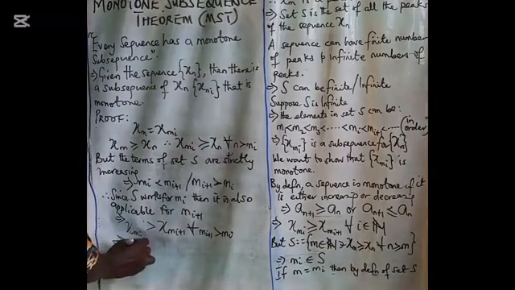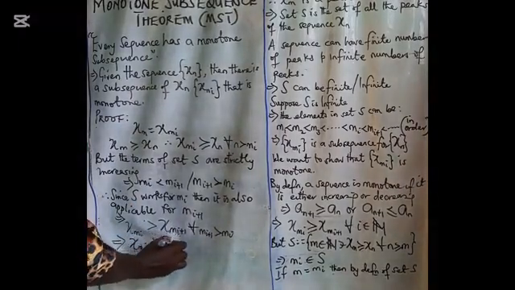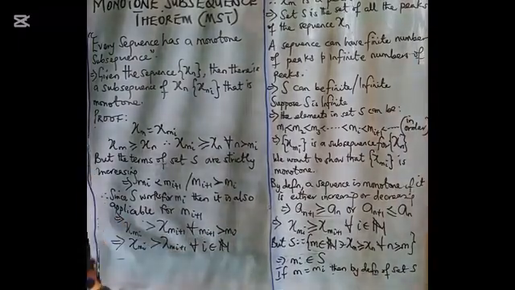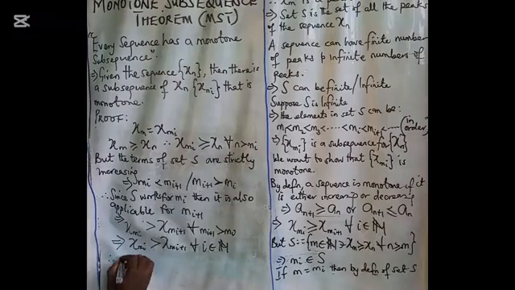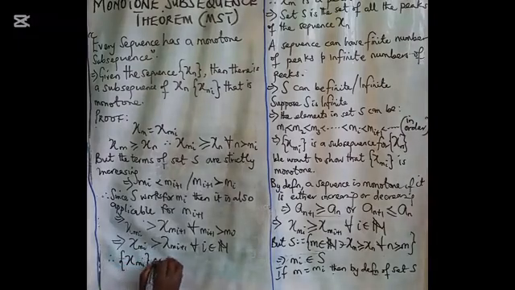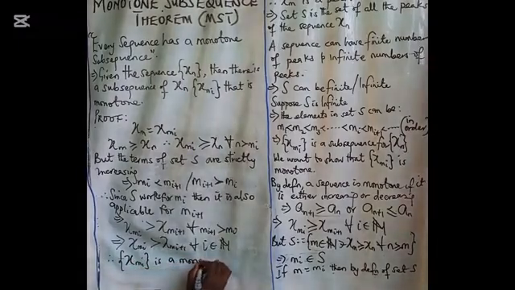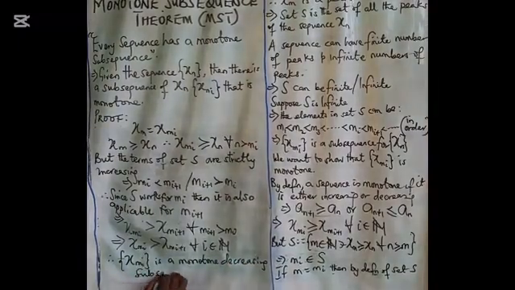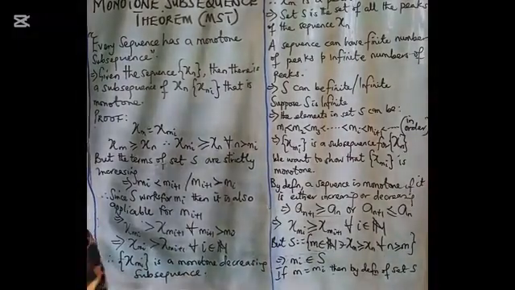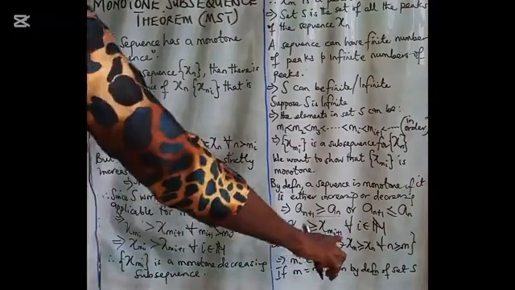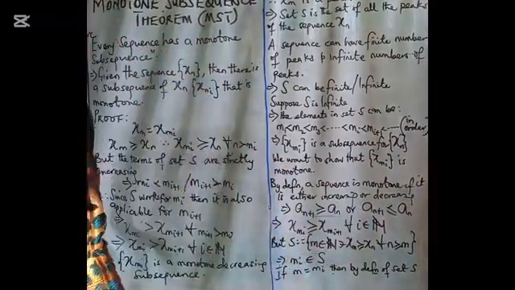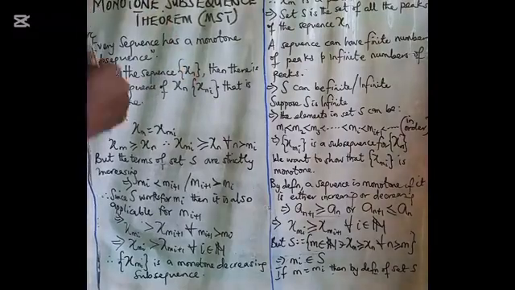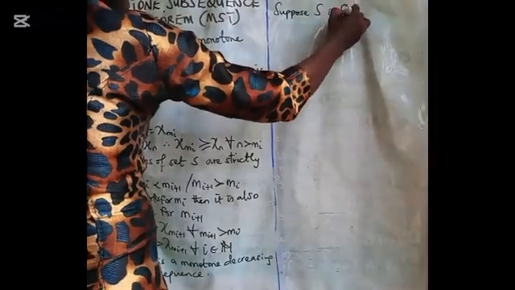And that further implies that X sub Mi will be greater than X sub Mi plus 1 for all I belonging to the set of natural numbers. Therefore, X sub Mi is a monotone decreasing subsequence. Decreasing, because we said a sub n plus 1 will be less than or equal to a sub n for it to be decreasing. Suppose S is finite.